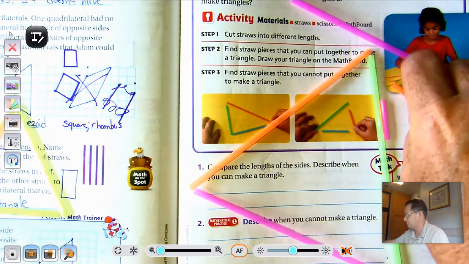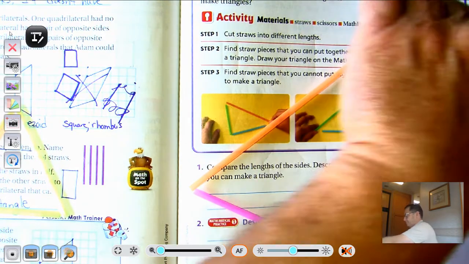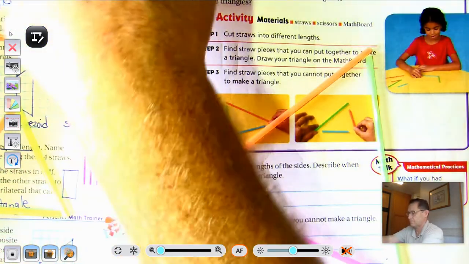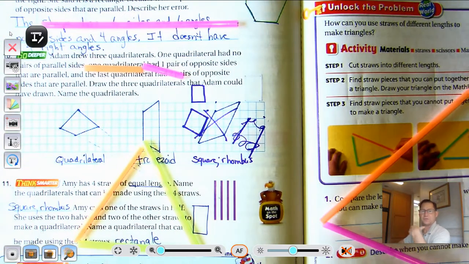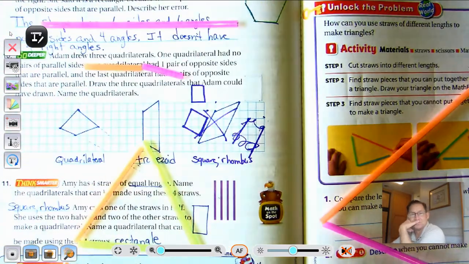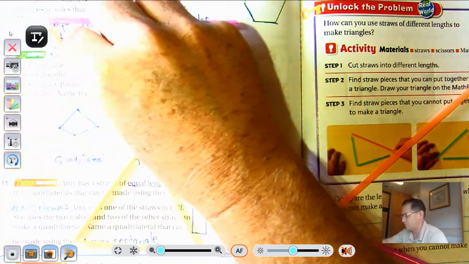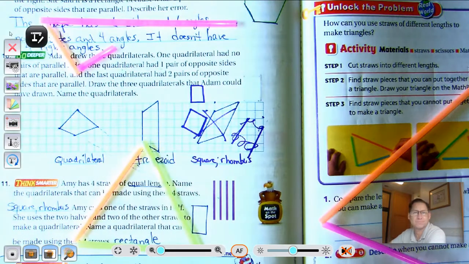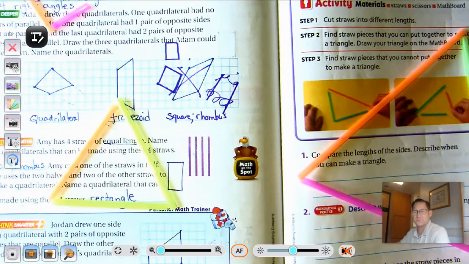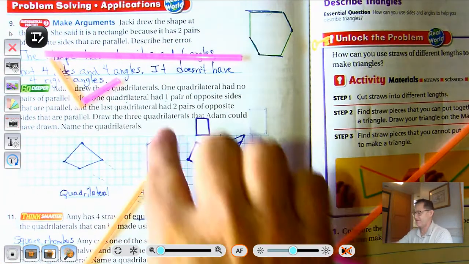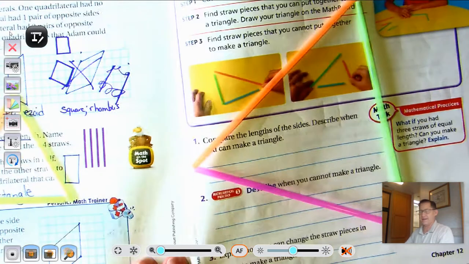How about these three? So I'm looking at these three pieces right here. Will I be able to make a closed triangle? Oh, no. So what's the difference between these three, and these three?